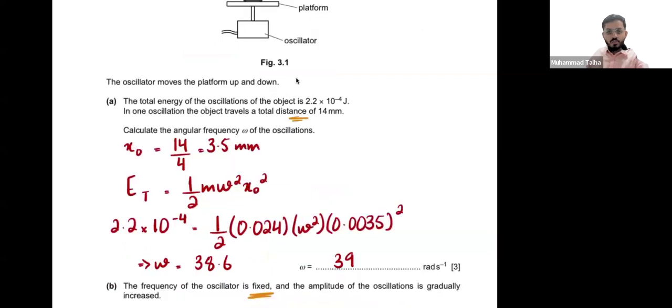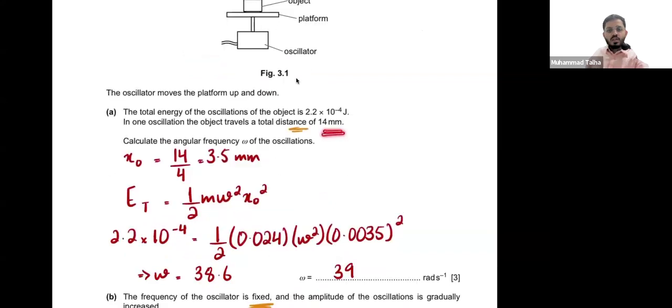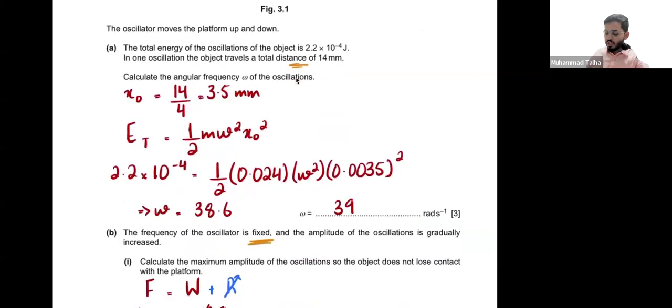This is something you are supposed to know. Half m omega square x naught square. m was given as 24 grams. I convert this to kg. This is also in millimeters, so I convert this to meters, and I just find out omega square. Right, so omega turns out to be 38.6. So omega is 39 radians per second.